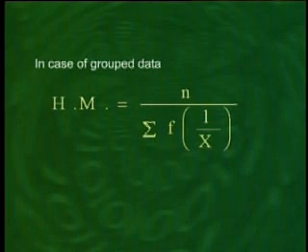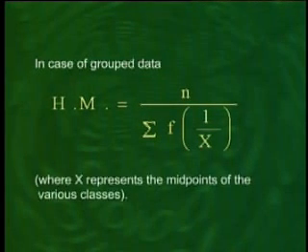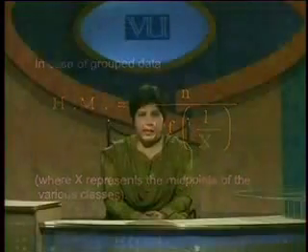Now, this is the formula in case of raw data, and in the case of grouped data, that is a frequency distribution, the formula becomes n over summation f into 1/x, where x represents the midpoints of the various classes. Let me illustrate the computation of the harmonic mean with reference to a simple example.